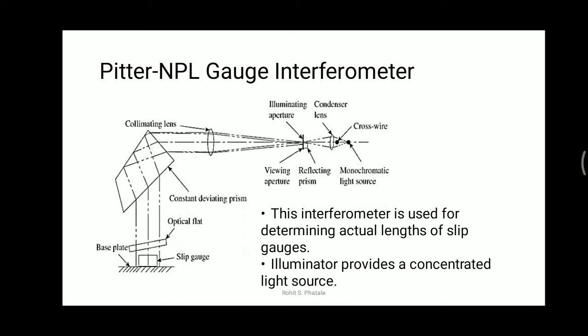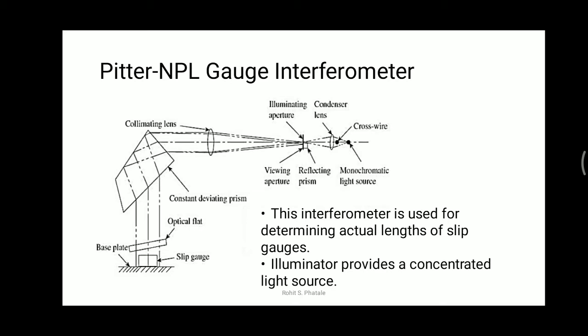Now you can see one part there, which is known as the optical flat. This optical flat is tilted at a certain angle to the horizontal. It is at an angle which is the same for the base plate, and also the same for the slip gauge.